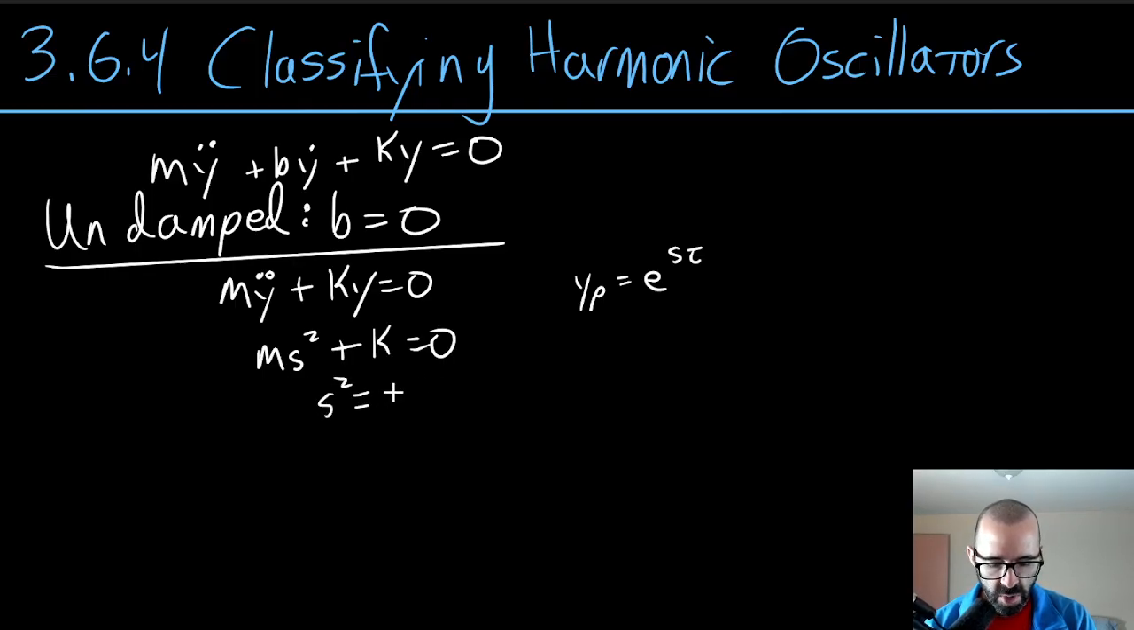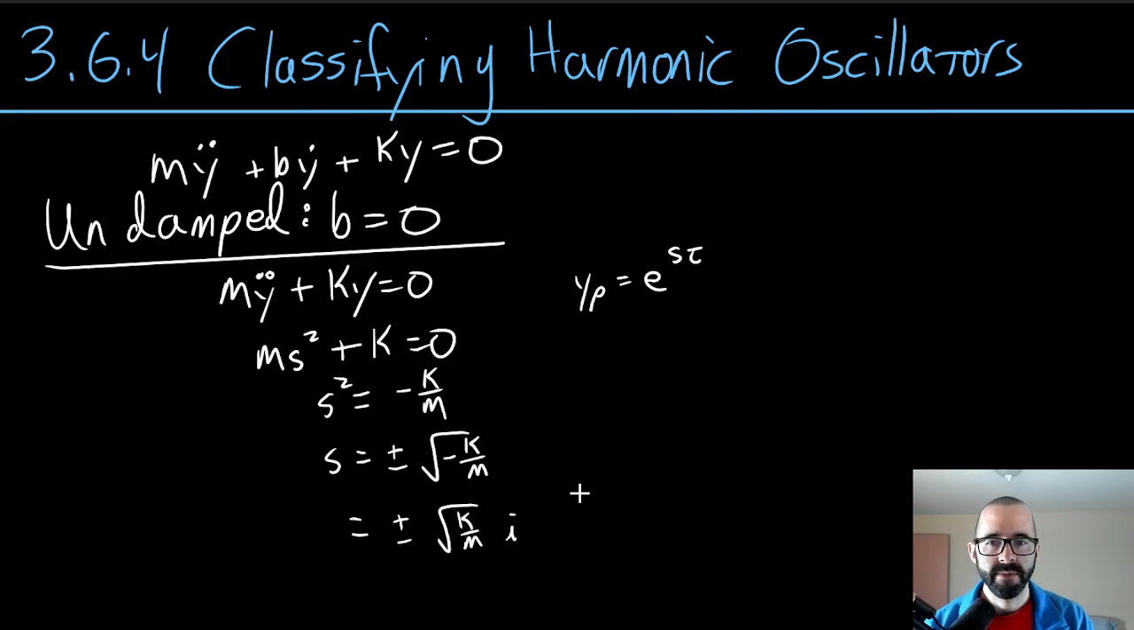That's going to give us s squared is negative k over m. s will just be plus or minus the square root of negative k over m, which is just plus or minus square root of k over m times i. These are the eigenvalues. We know the eigenvalues are going to be purely imaginary here. There's no real portion. Remember back to 3.4 what that says about our system.